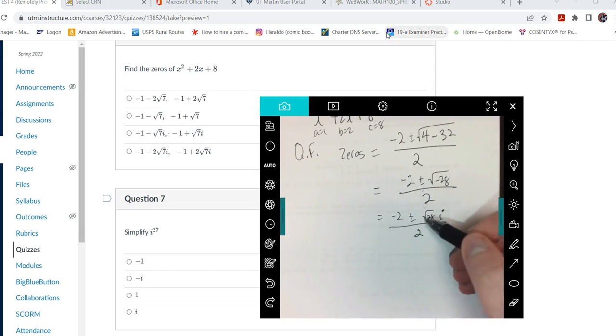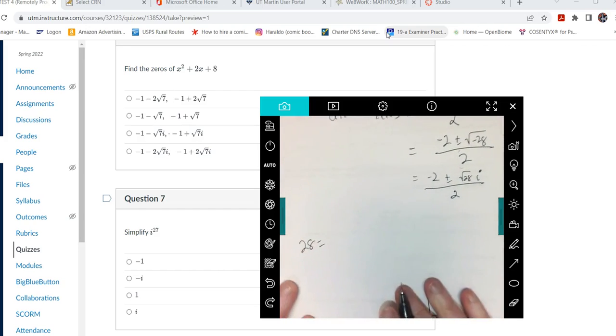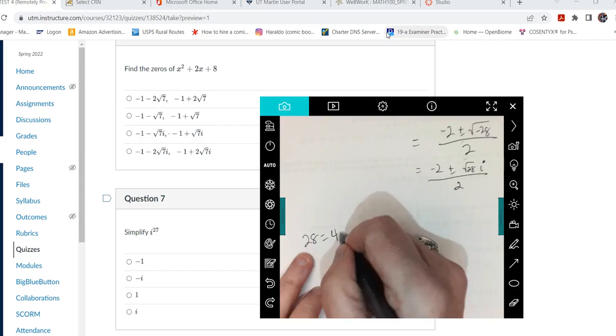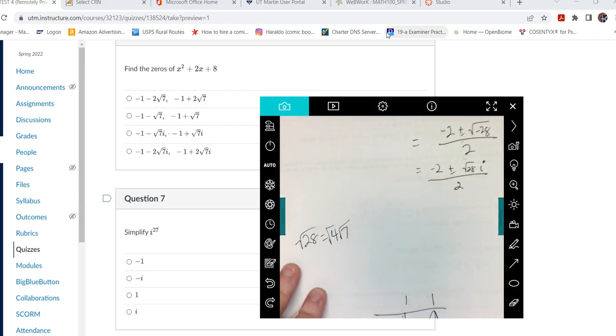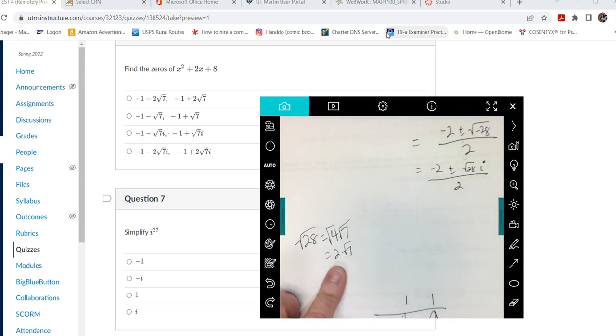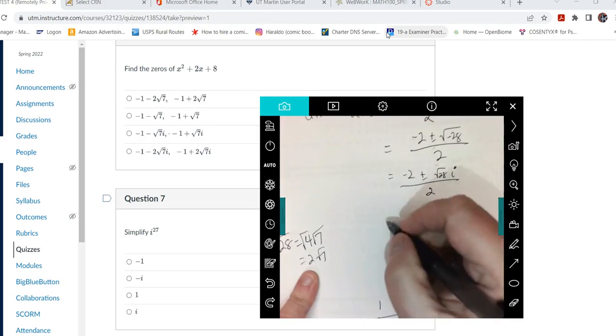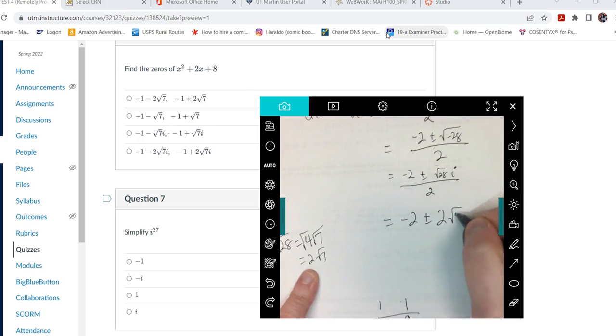Now, I'm going to try and simplify that. 28 is not a perfect square, but 28 is equal to 4 times 7. So the square root of 28 is equal to the square root of 4 times the square root of 7, which is going to be 2 times the square root of 7. So I'm going to come back here and replace that with 2 times the square root of 7.